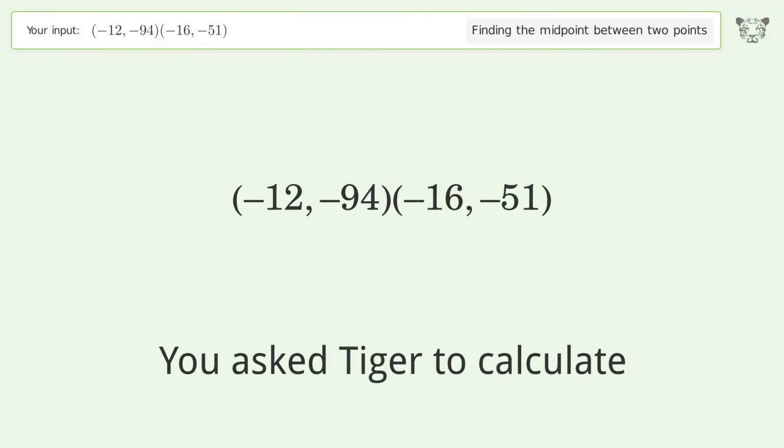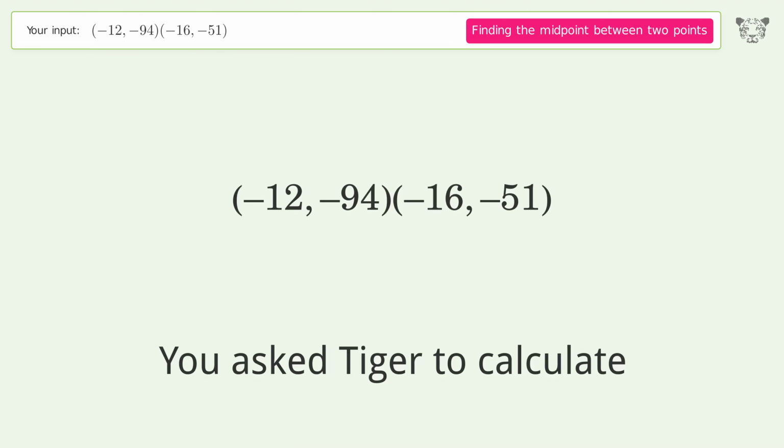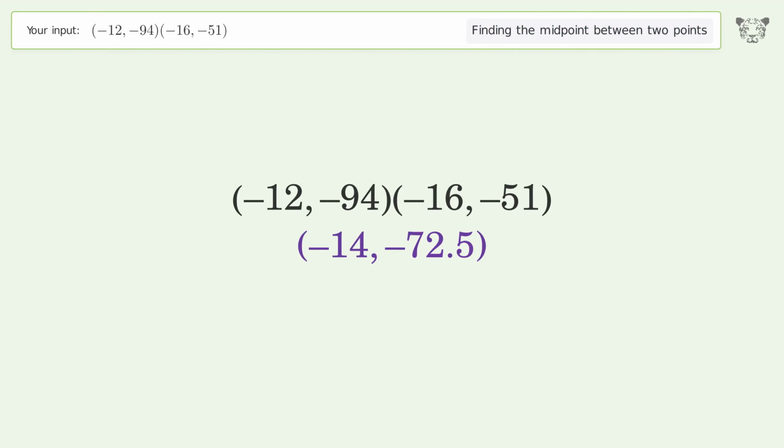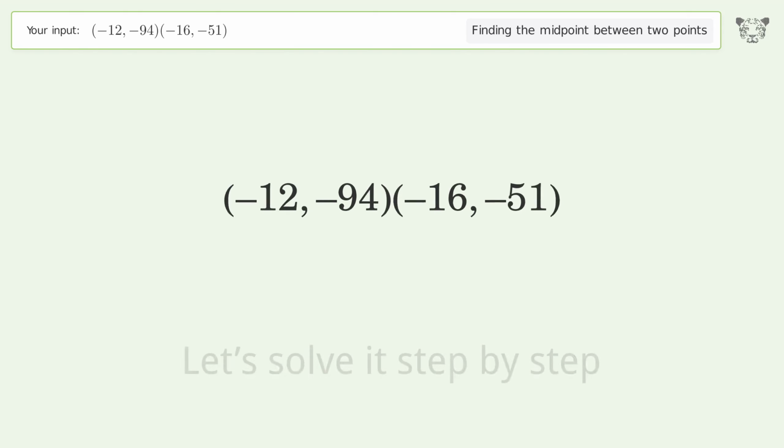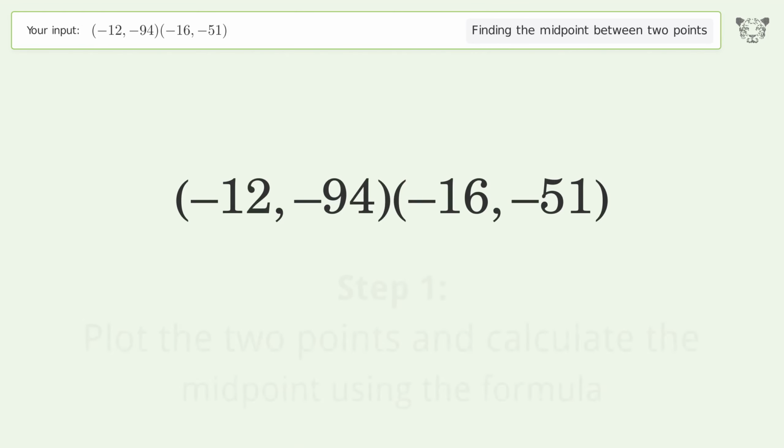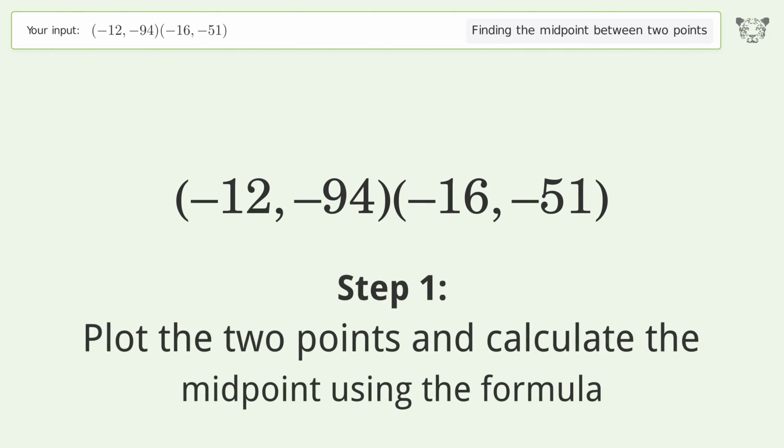You ask Tiger to calculate. This deals with finding the midpoint between 2 points. The midpoint between the 2 points is -14, -72.5. Let's solve it step by step. Plot the 2 points and calculate the midpoint using the formula.